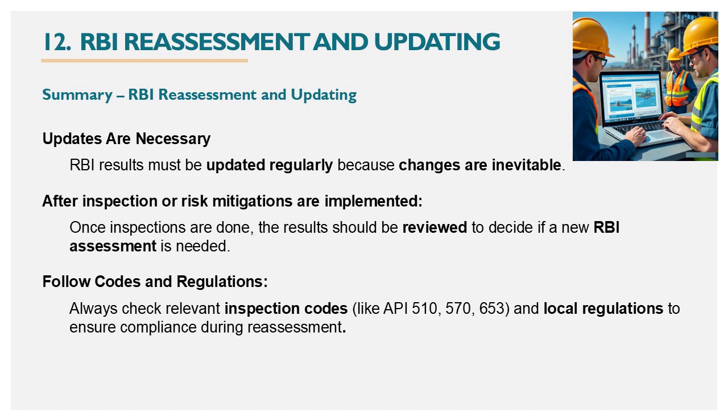Number 2 is after inspection or risk mitigations are implemented. Once inspections are done, the results should be reviewed to decide if a new RBI assessment is needed. Number 3 is follow codes and regulations. Always check relevant inspection codes like API 510, 570, 653 and local regulations to ensure compliance during reassessment.